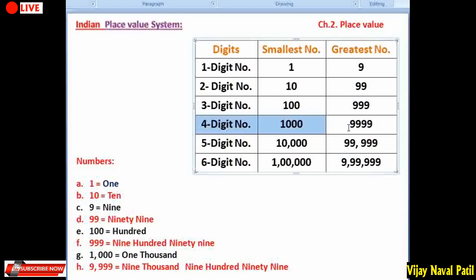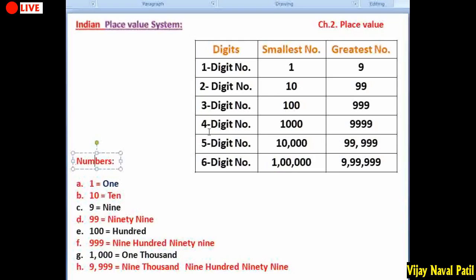Okay? Then the greatest four digit number is 9999, and whenever you add 1 to the same, you will get 10,000, that is a 5 digit number, and it will go ahead and so on. Okay? Then we will see certain numbers. So how to read them?